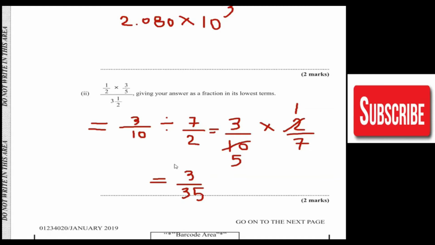Now, of course, you could have just done it with your calculator. Don't be afraid to use your calculator. It's going to give you the correct answer in the lowest term. So just plug all of this in your calculator and write down 3/35. Nice.